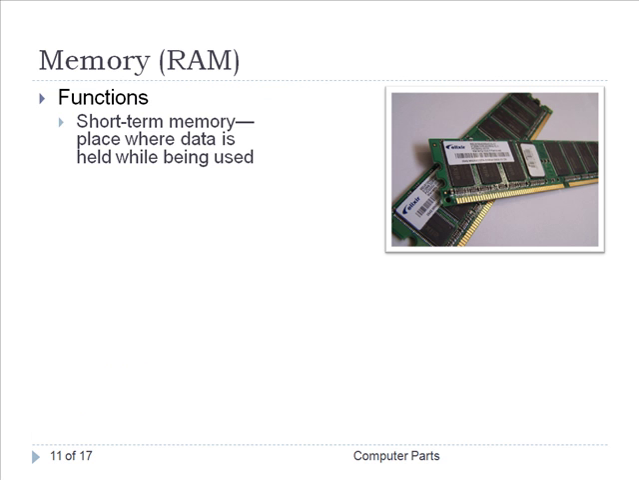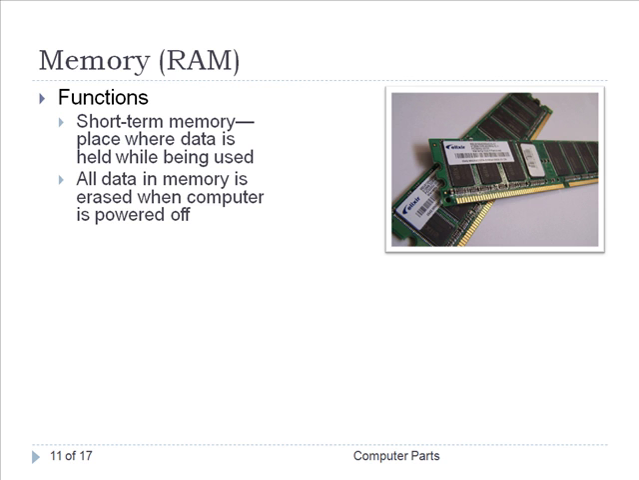Alright, memory. This is the short-term memory. This is a place where data is held while it's being used. If you've ever had your computer crash in the middle of doing something, all the data in the RAM gets lost because it goes away when the power goes off on the computer, and that's why you lose your stuff.